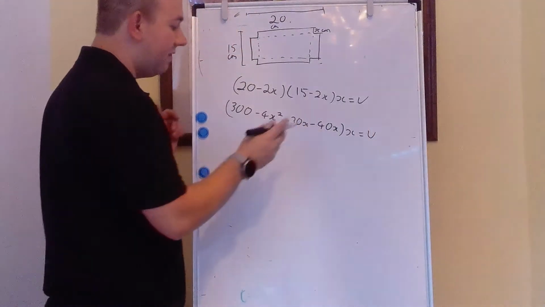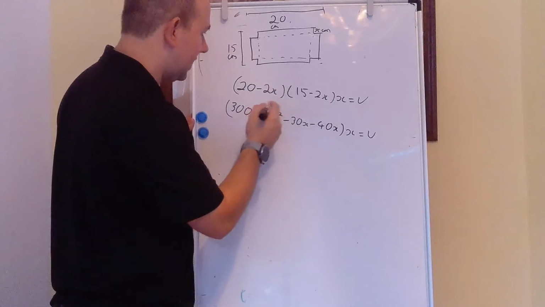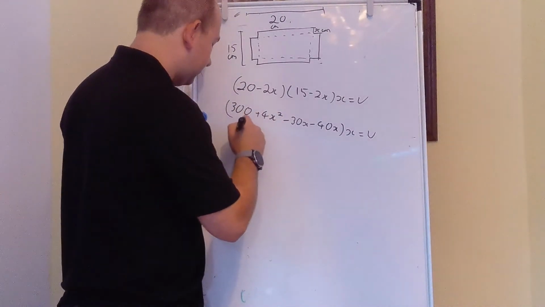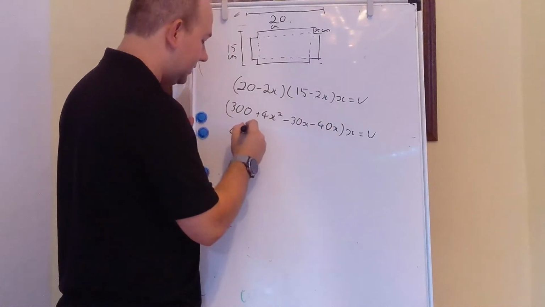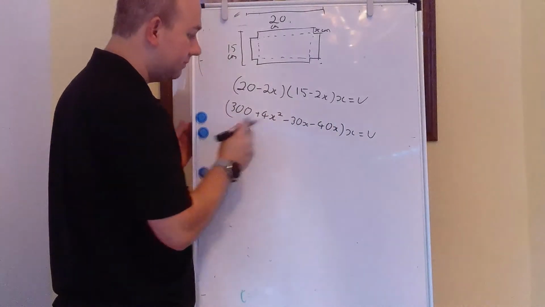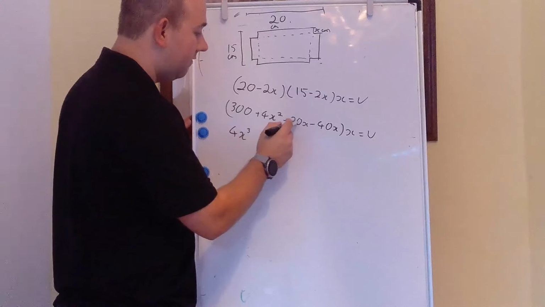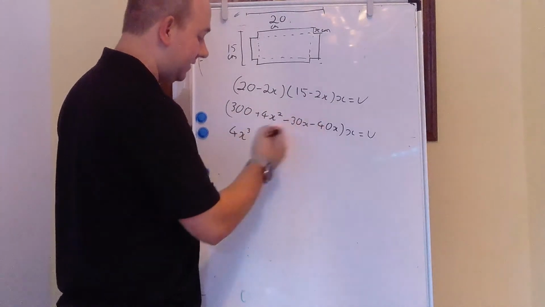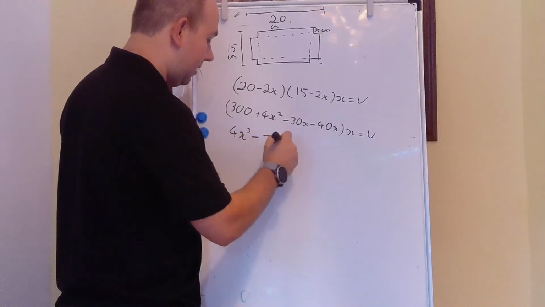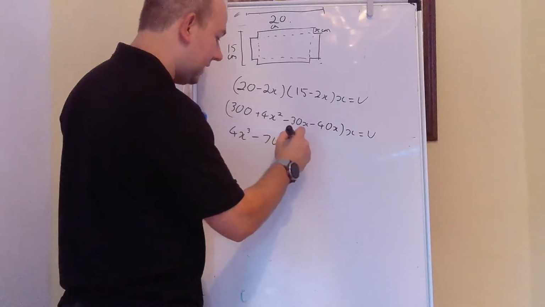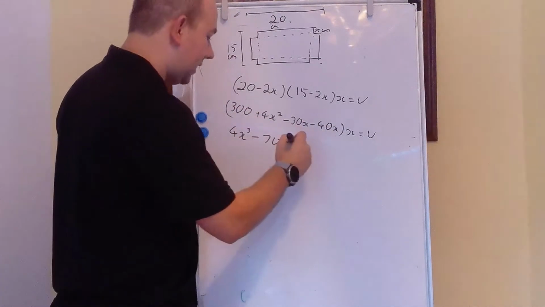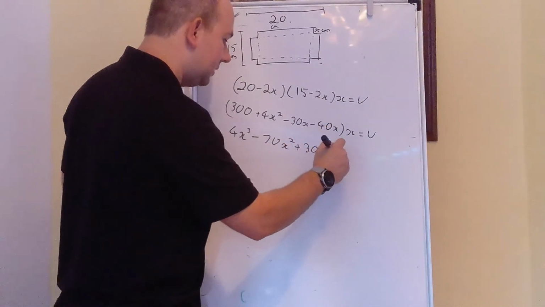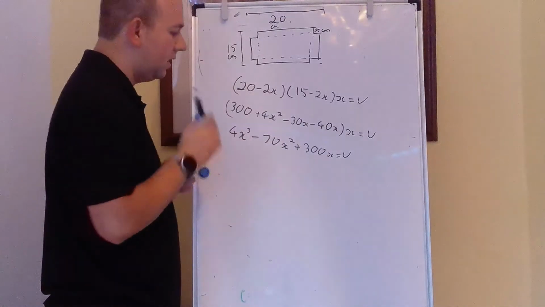So I'm going to bring my terms together and multiply out. Sorry, there should be a plus here. So we've got 4x squared times by x will go to 4x cubed. We've got minus 30x minus 40x, so that's going to be minus 70x, times the x goes to x squared, plus the 300 times x. So this is the equation for the volume.